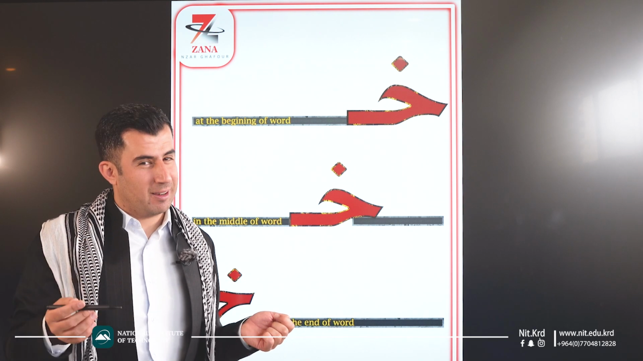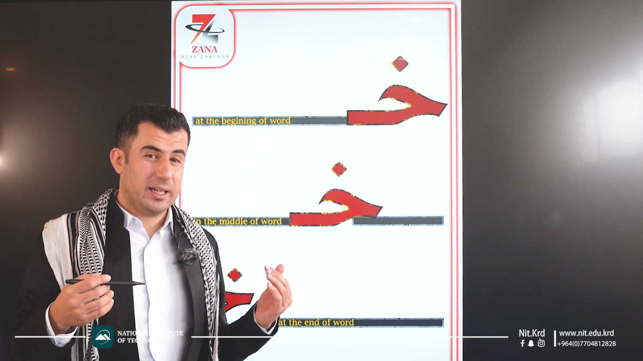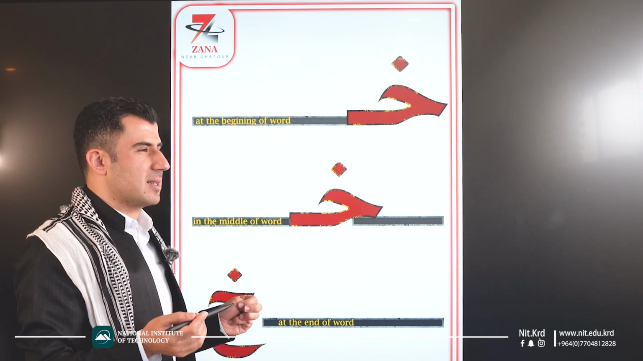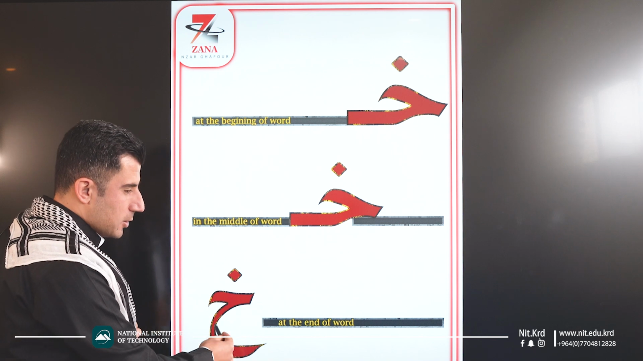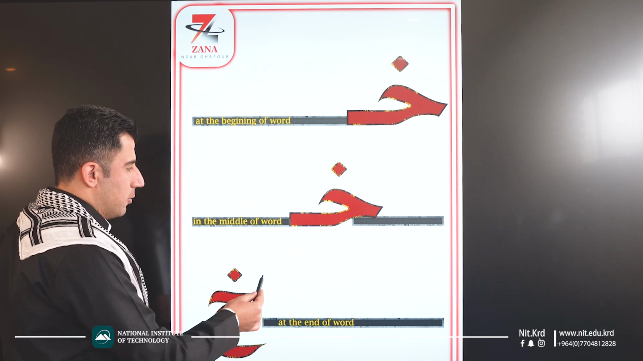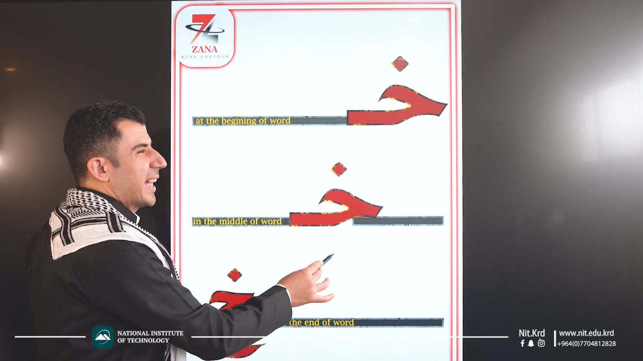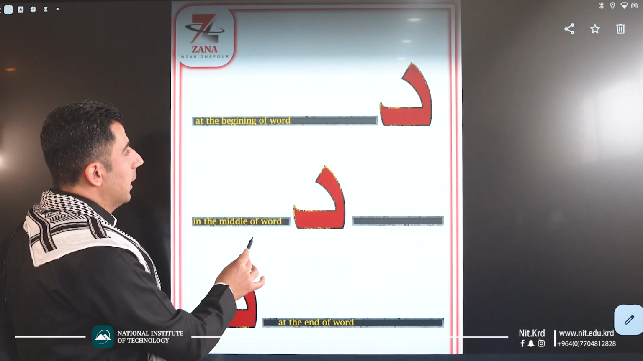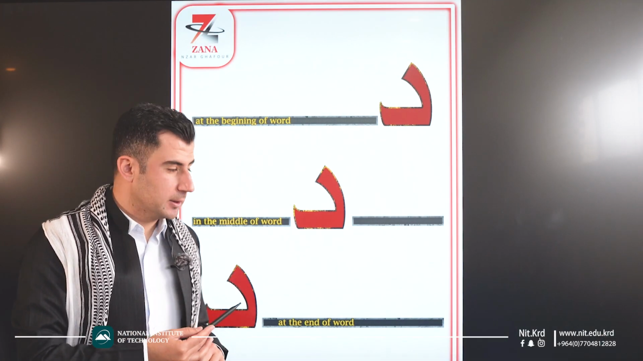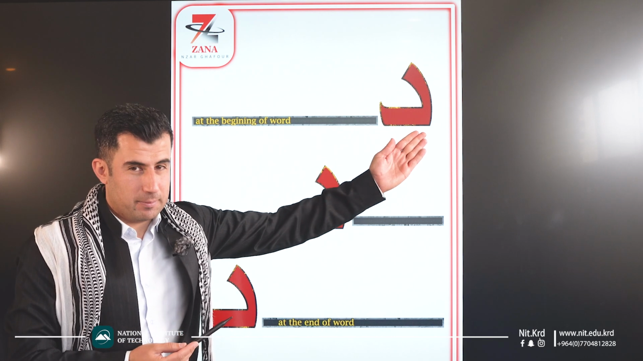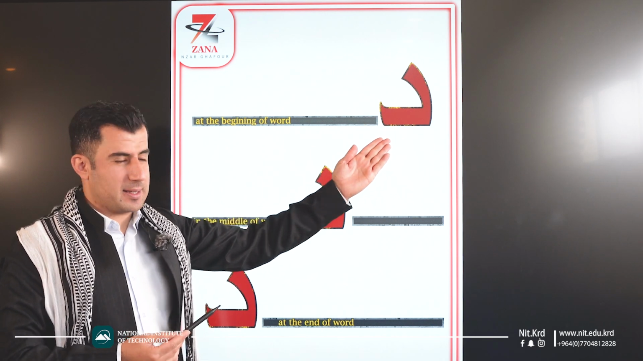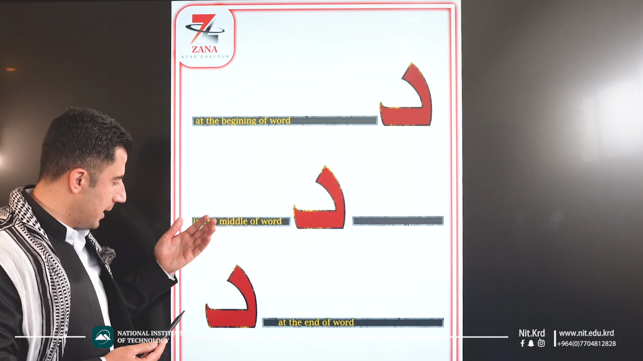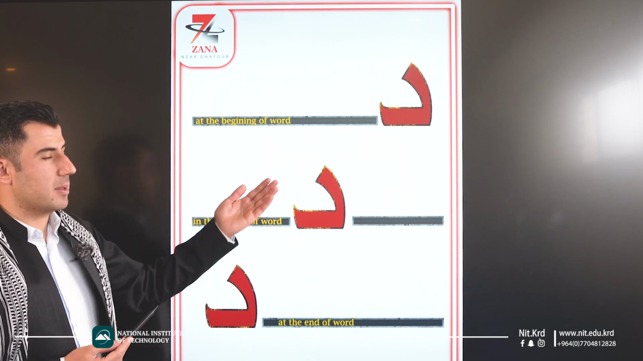You have to try hard in order to pronounce h, and we'll discuss that later. At the end, we have to do this, please, for h also. This is h. Another one, d. At the beginning of the word it is the same, in the middle of the word and at the end of the word. All are the same.